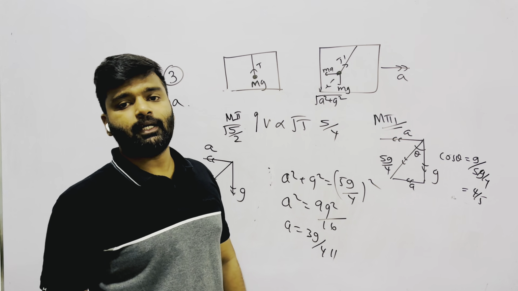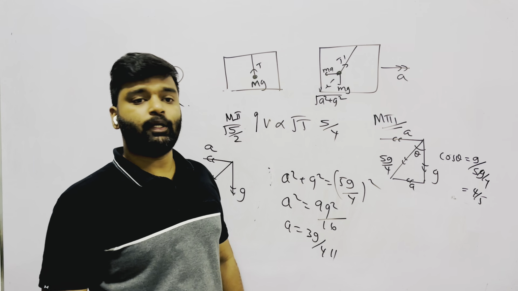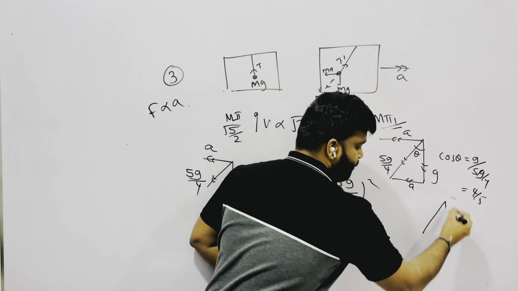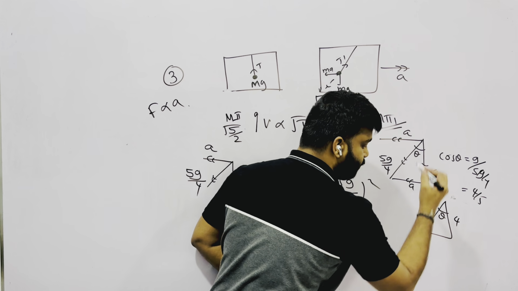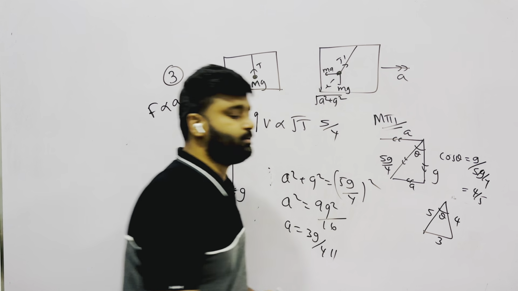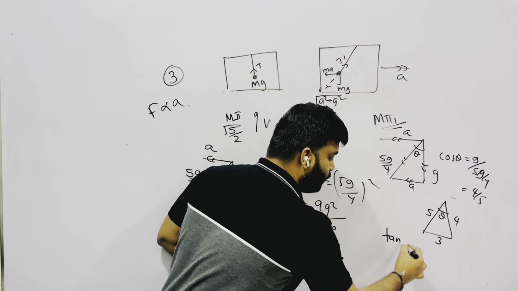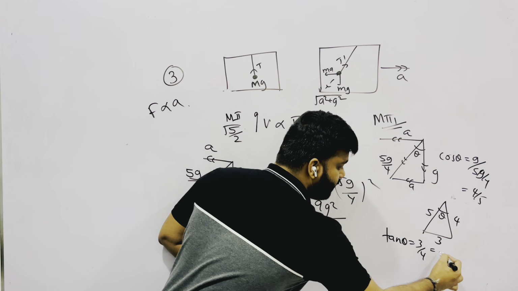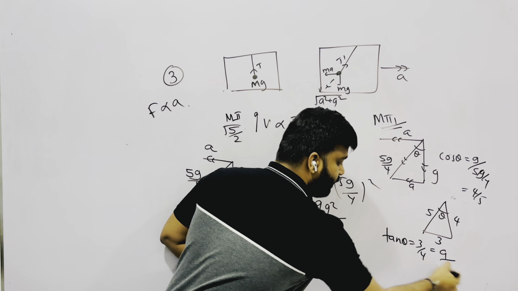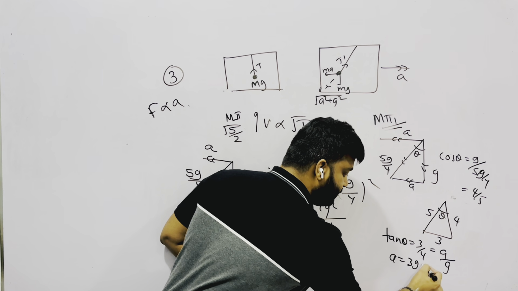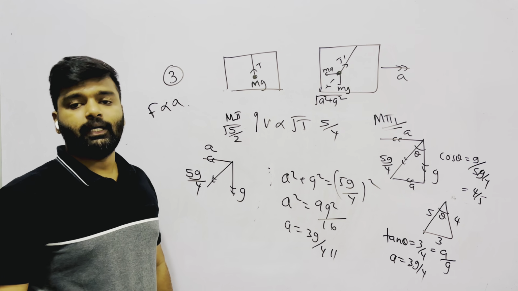If you know cos theta is equal to 4 over 5, you can get tan theta is equal to 3 over 4. For theta, adjacent side is 4, hypotenuse is 5, which means, according to Pythagoras theorem, the opposite side will be 3. Therefore, tan theta is equal to 3 over 4, that is opposite is A here, adjacent is g. Therefore, A is equal to 3g by 4. This is the third method. You can use any one of them.